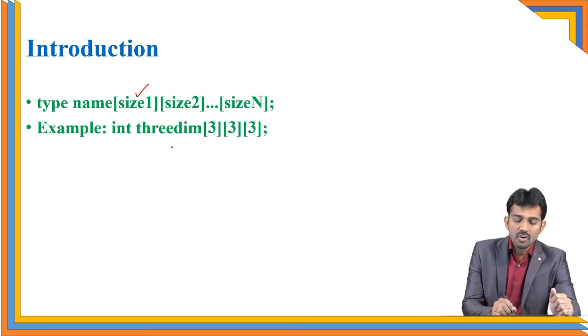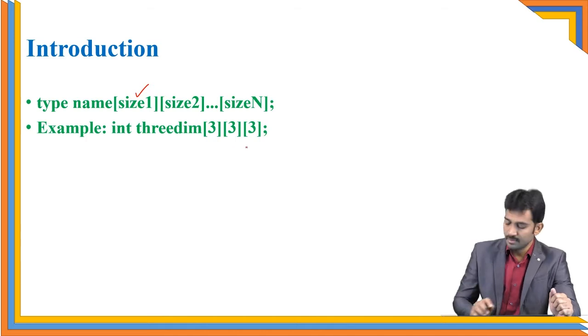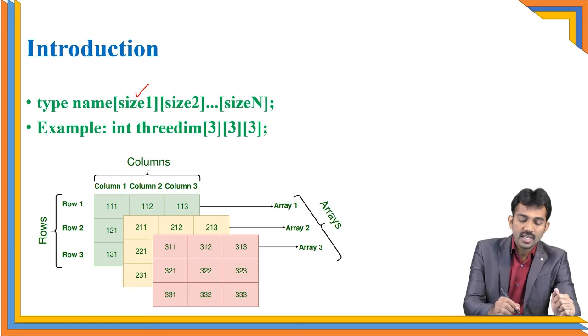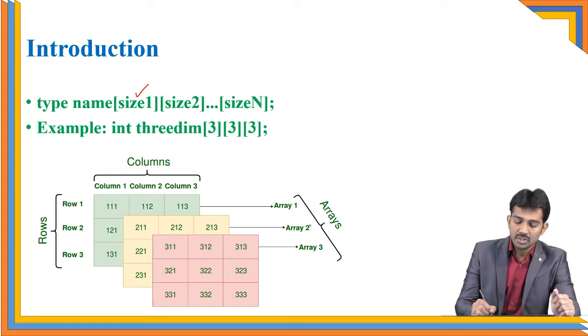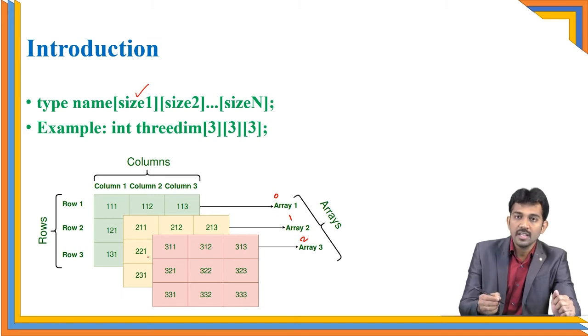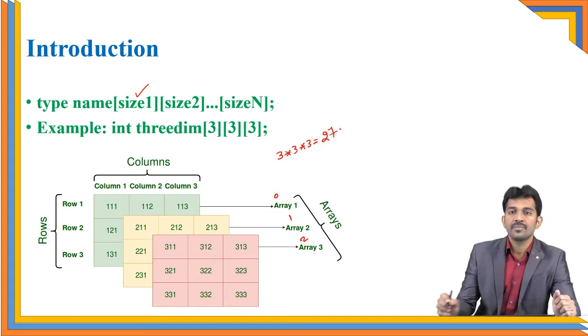Here, int of 3 dimensions means it is a 3-dimensional array. If you open this, the array is going to be created like this, with 3 dimensions. The first size 3 means indexes 0, 1, 2. Next, 3 by 3 means each one again has 3, so 3 into 3 into 3 means it can store 27 elements.